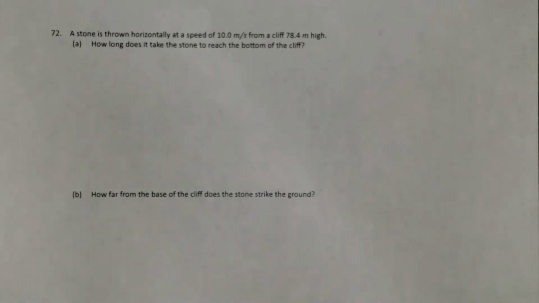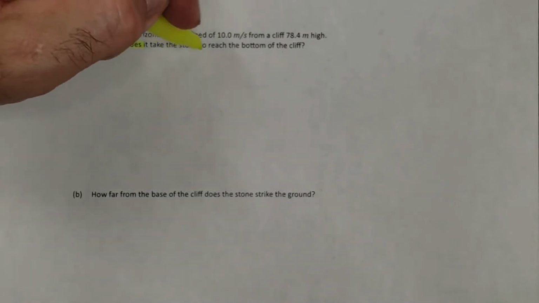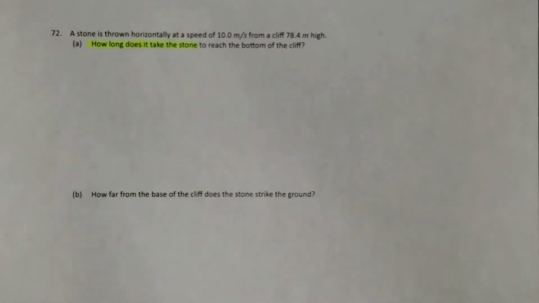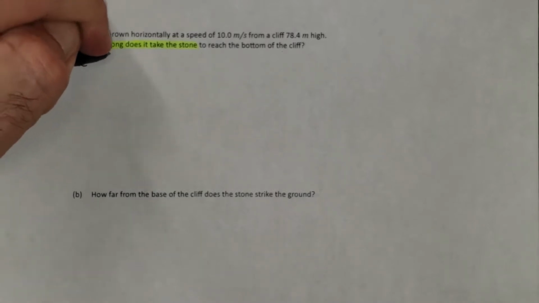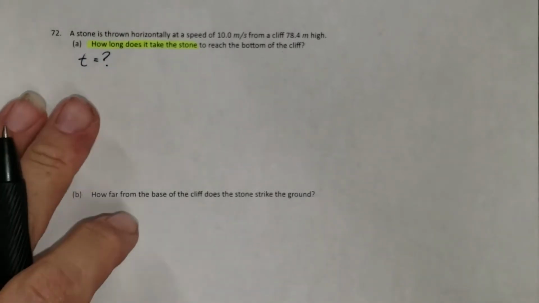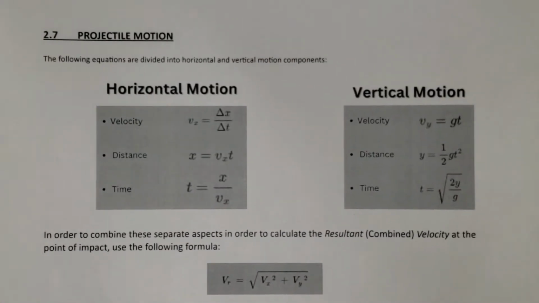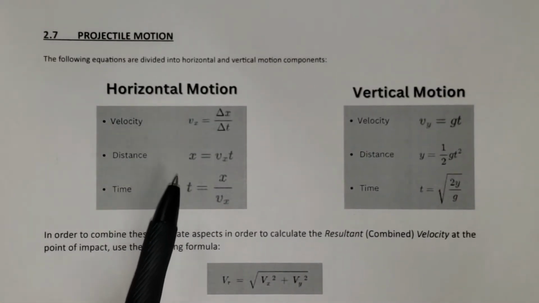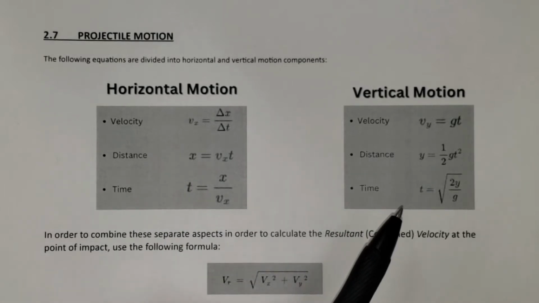Now, the best way to do these problems is to first identify what variable you are needing to solve for. So in this case, how long does it take the stone to reach the bottom? So we are looking for time. That is our unknown. Now, the next thing to figure out is which of these formulas we're going to need. But we need to ask, are we dealing with horizontal or vertical motion?